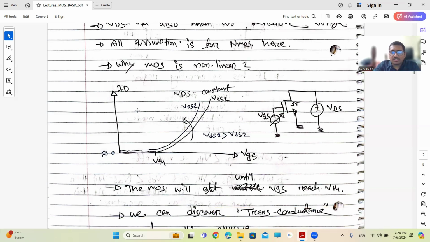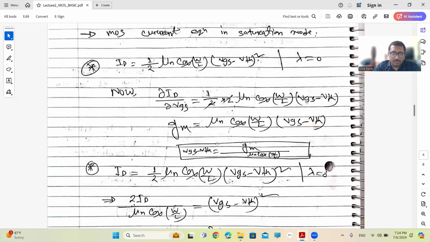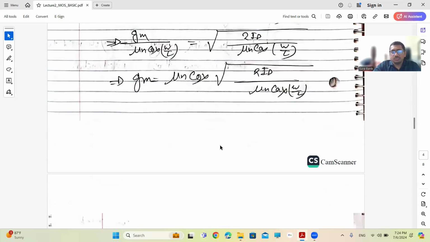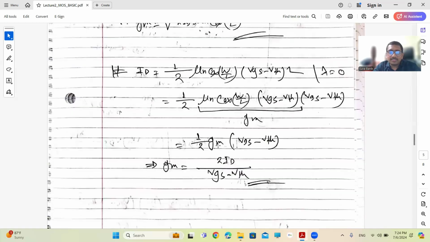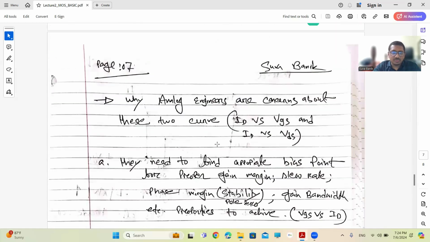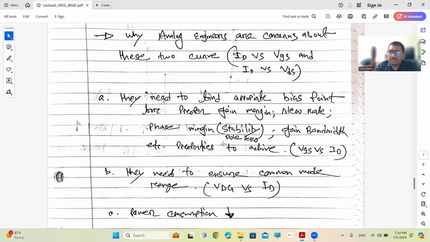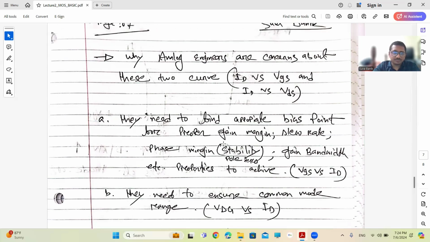Most of the students are not concerned about this curve. Therefore, I kept this curve first in my lecture. Before jumping anywhere, one more point is that most of the students also don't know why engineers are concerned about these two curves. First of all, I want to explain the advantages. Why do we need to learn both the VGS versus ID and VDS versus ID curves?